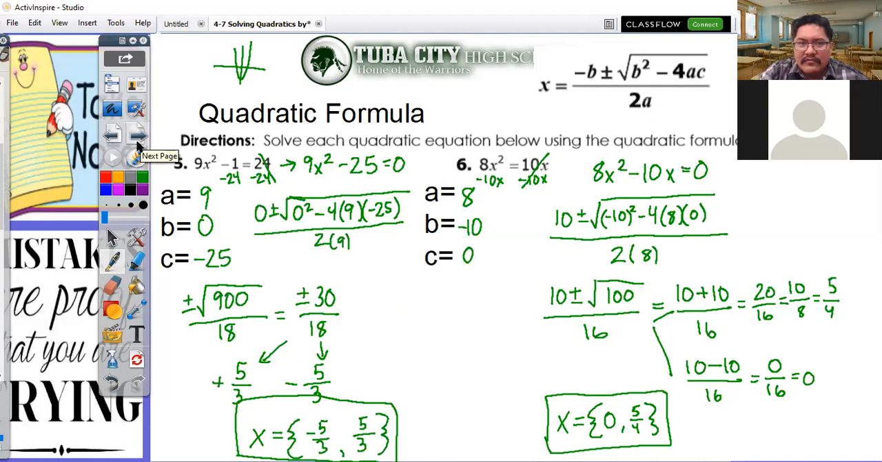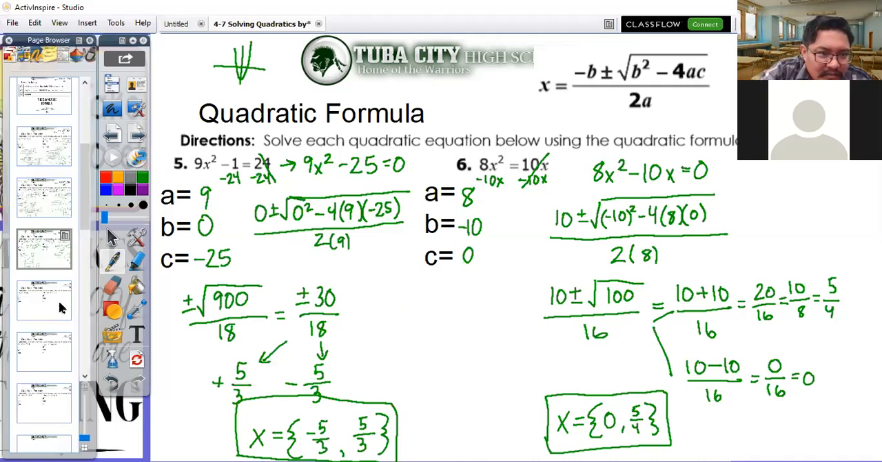So let's go ahead and move on to the next one, which I think there's only going to be 3 more left to go. All right, here we go. Ready?